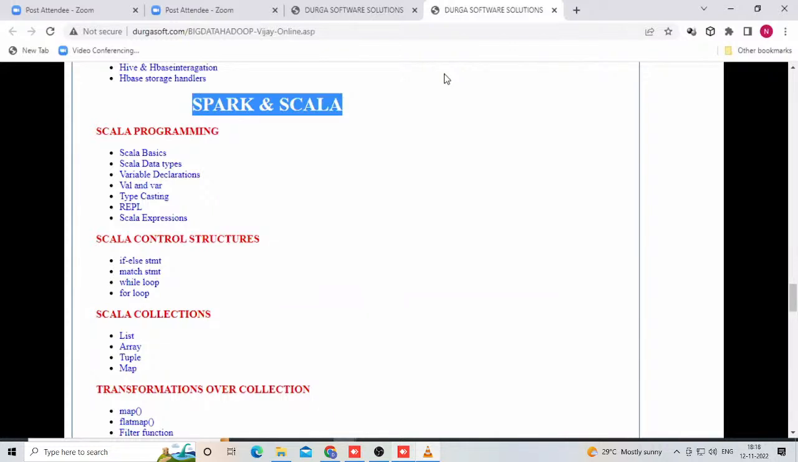Okay. So in Python, do we require advanced Python also, sir? Core and advanced both? No, not required. General basic Python is required, right? Yes. Okay, sir. Thank you.